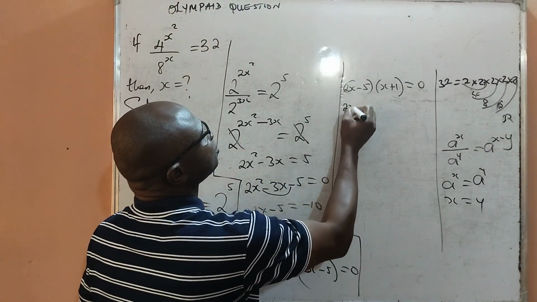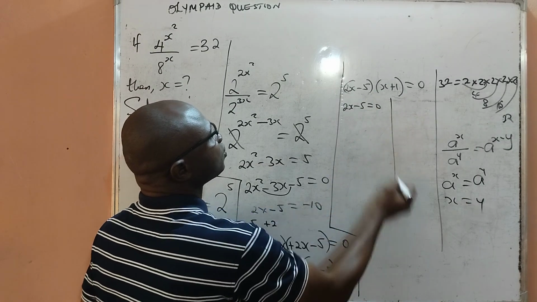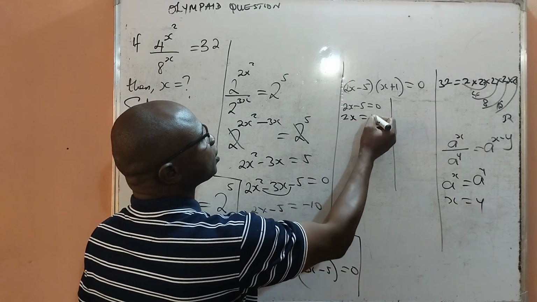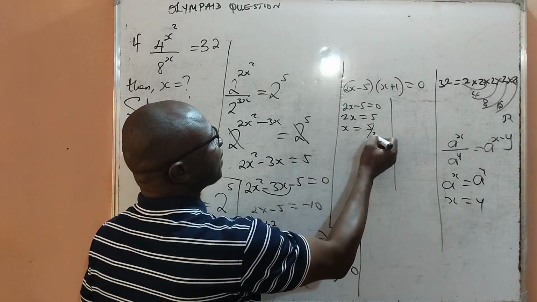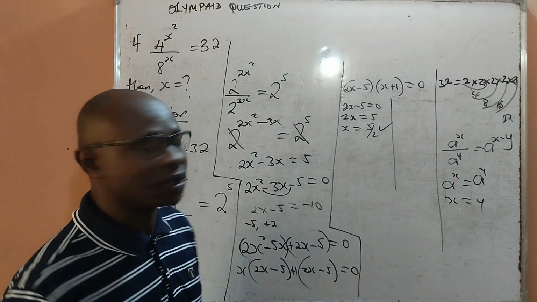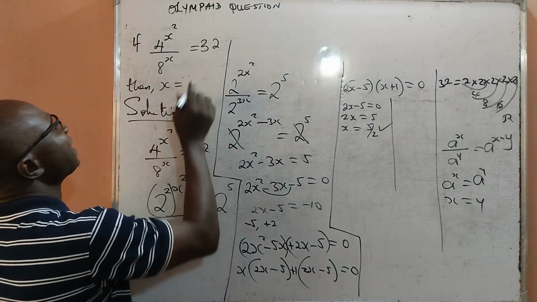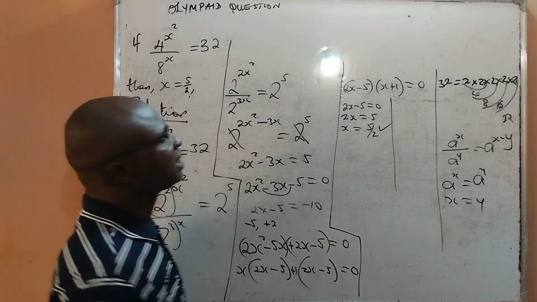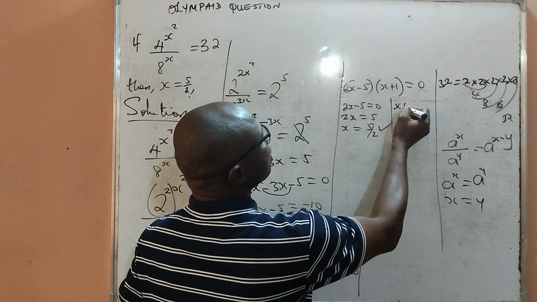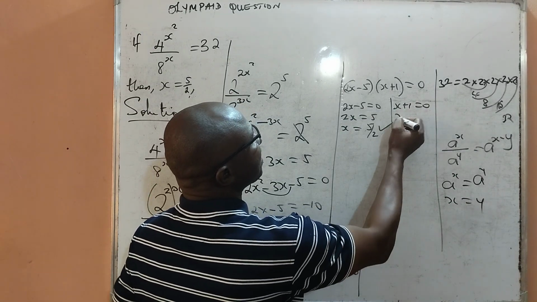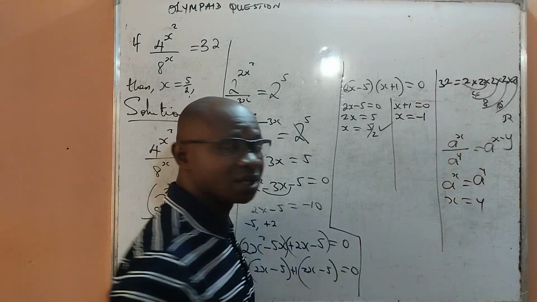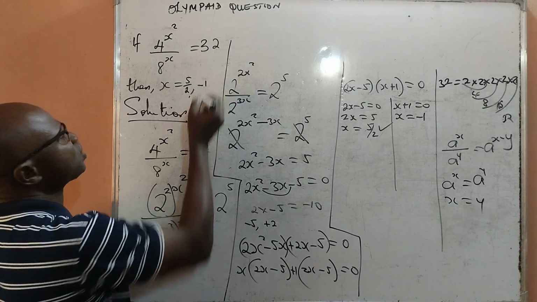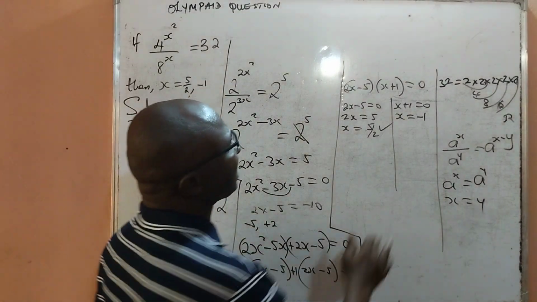Meaning that I can write 2x minus 5 equal to 0, making 2x equal to 5 and x is equal to 5 over 2. I have gotten the first value of x, which is what I am looking for. x is equal to 5 over 2. The next one is that x plus 1 is equal to 0, making x equal to negative 1. The second value of x is minus 1. So these are the answers.